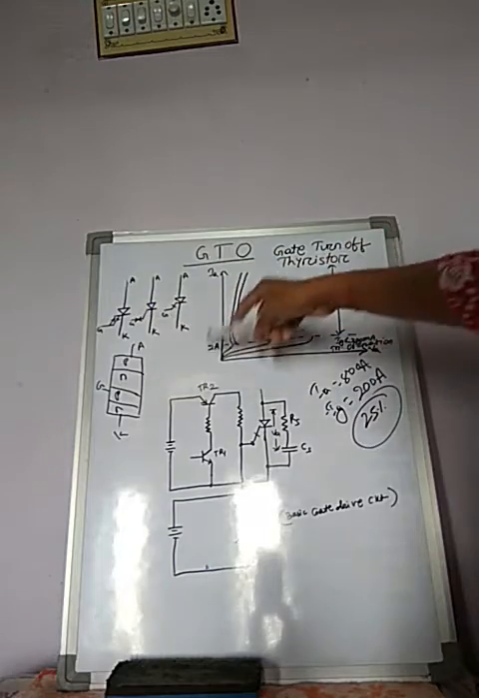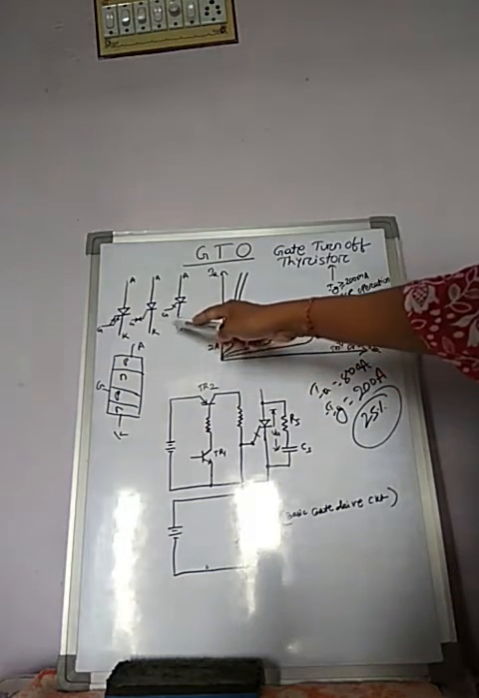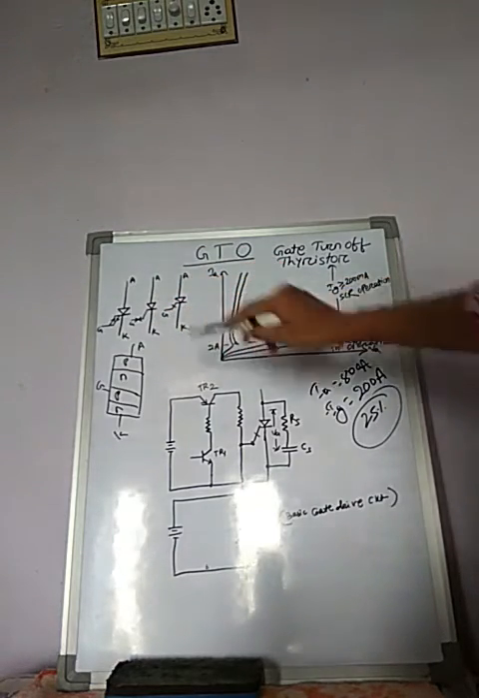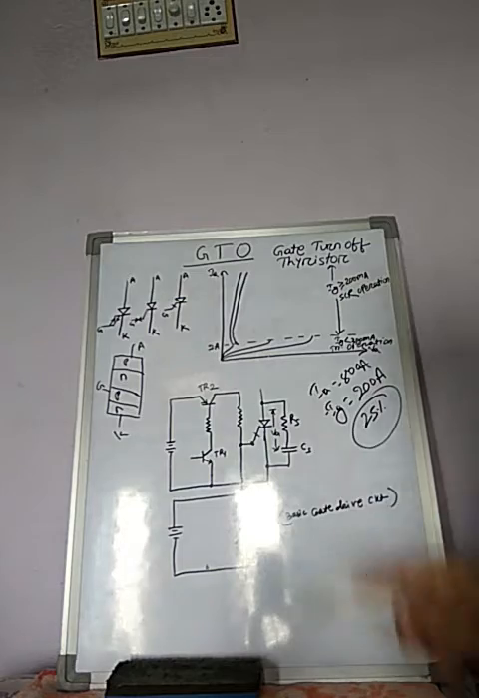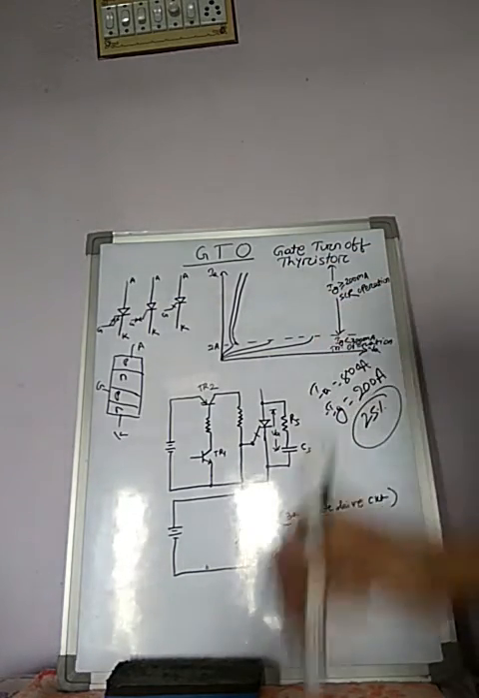these are the circuit symbols of your GTO. You can use any one of these circuit symbols. Okay, so the next part is the static VI characteristics. Okay, so I told you that we covered under this topic its constructional details.